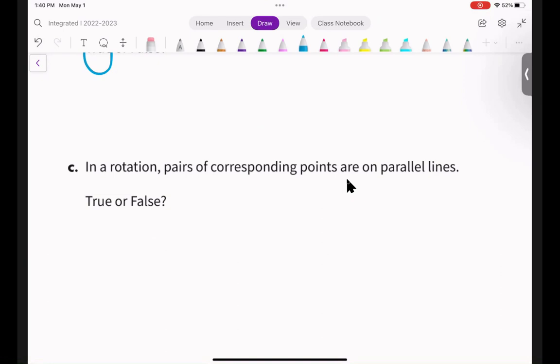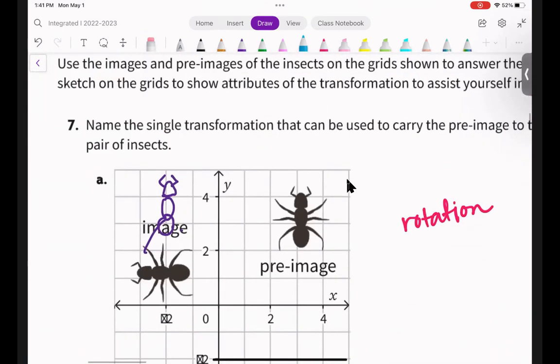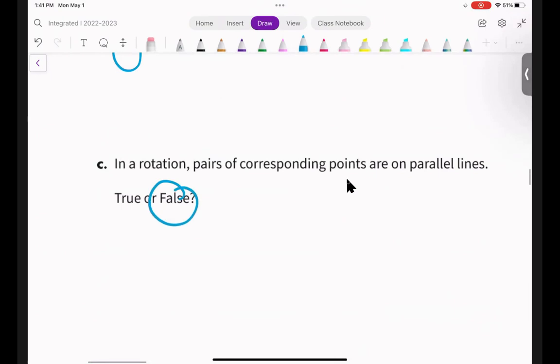In rotation, the pairs are on parallel lines. So let's go to our first ants. So you're trying to connect, let's see, I think this is a good point here. And then let's see, what's another good point? Like maybe his hip right here. Are those parallel lines? Someone said no, those meet, Miss Johnson. Those can't be parallel. So this one's false.